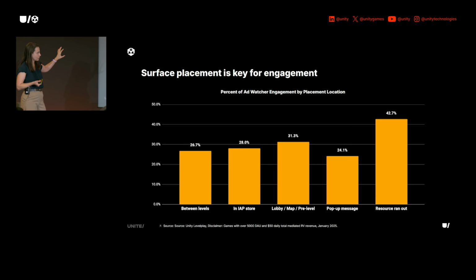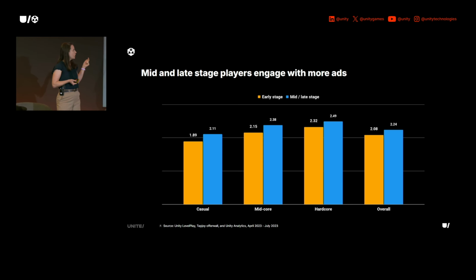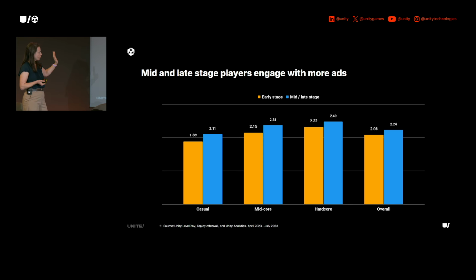And then the other placements, again, a little bit depending on the genre, but they're all pretty much along the same lines of engagement. We also see a clear trend of how players engage with ads across the lifetime in the game, okay? So this is data that shows you early stage players compared with mid and late stage players. And you can see that players that are later in the game will engage with more ads in 24 hours. So this is what I'm measuring here, right? So the 2.5, 2.3 is how many ads the player watched within 24 hours.